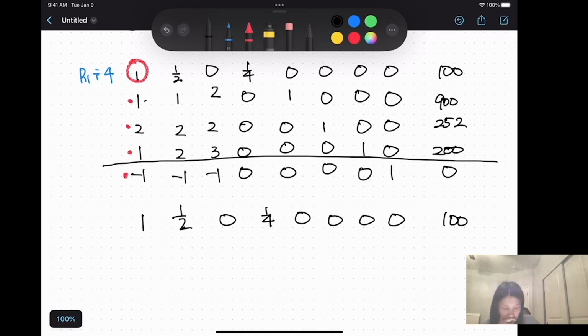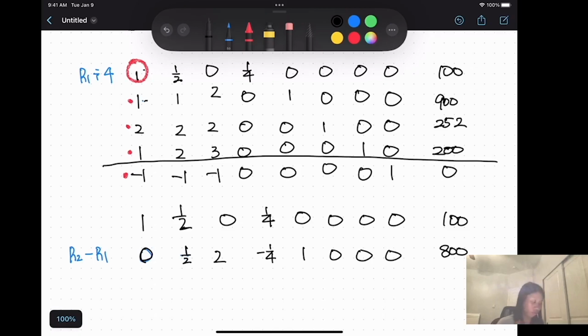So now look at the second row. This is 1. This is also 1. So that means I want the second row to be R2 minus R1. Okay, so 1 minus 1 is equal to 0, then 1/2, 0, -1/4, 1, 0, 0, 0, and 800, after subtracting them. And now the third row, since this is 2, I want this to become 0. So that means I want the third row minus 2 times the first row.